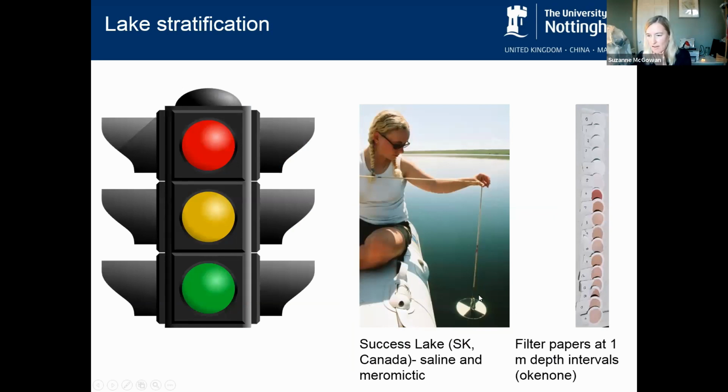This is a saline lake, which is also meromictic. So the idea is you've got this dense saline water at the bottom with a freshwater lid on the top, and because of the density difference, it's very difficult for those two to mix. And when you sample pigments and filter them, you get this pattern where you've got loads of okenone pigments in the bottom there, and not very much at the top. So what this is telling us is basically you've got very clear waters here, but you've got photosynthetic organisms down here.